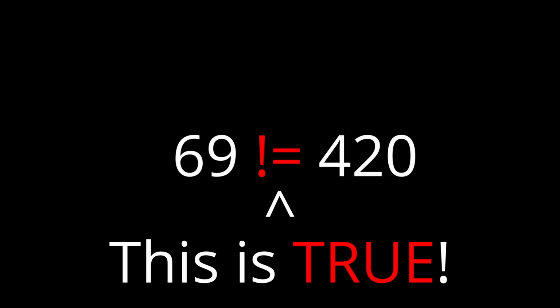Conversely, our second operator is the exclamation mark equals. Now, this operator means not equal to. So if our value 1 is not equal to value 2, then it would return true, if that makes sense. So it checks if the two values are different.